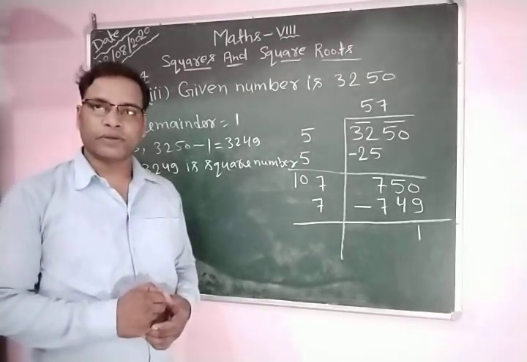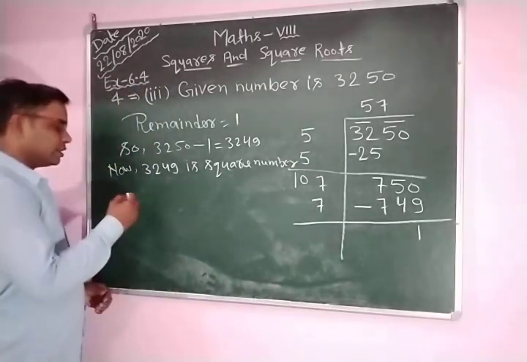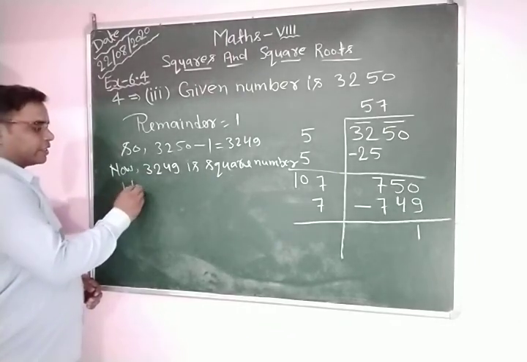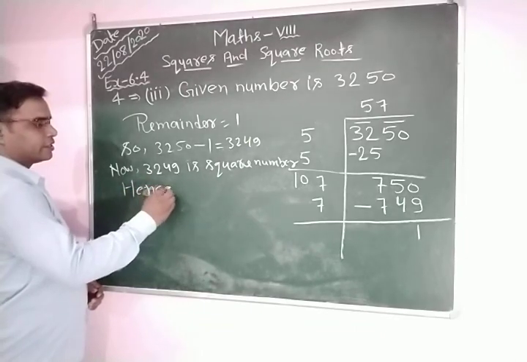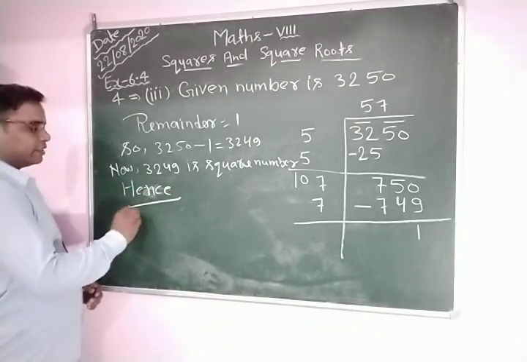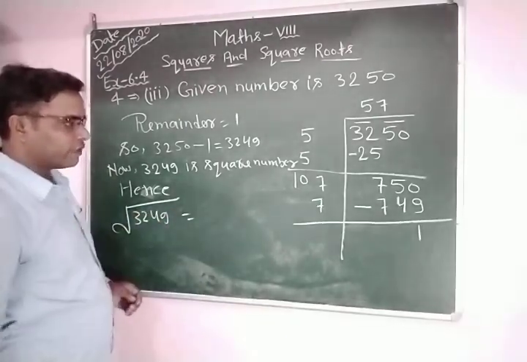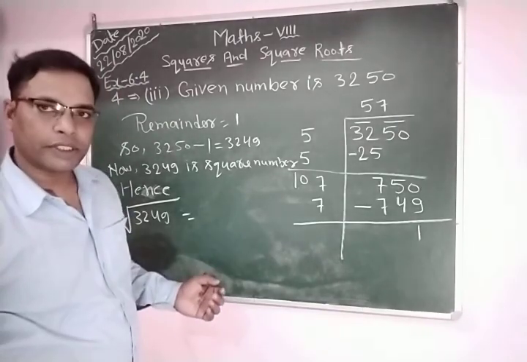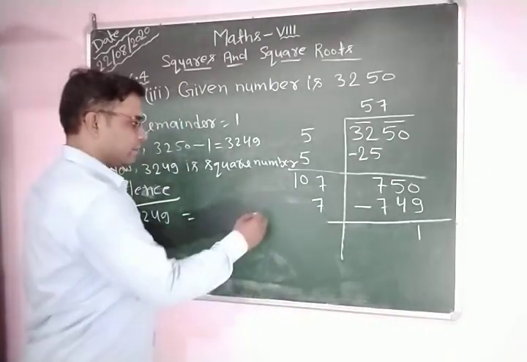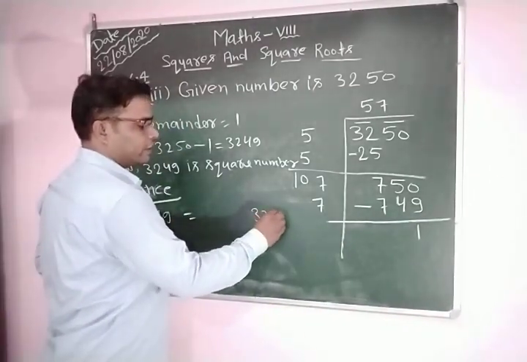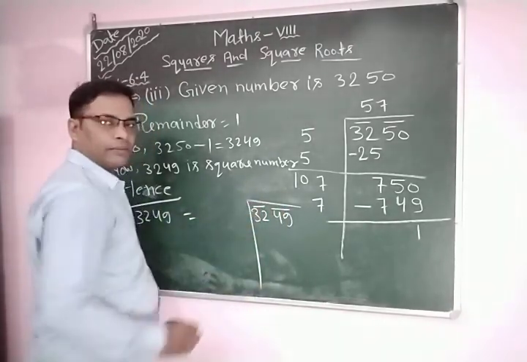3249 is a square number, and now we are going to find the square root of this number. Hence the square root of 3249 is equal to, how can you find the square root of this number? We use the division method. So you can see here we write 3249, and put the bar over both pairs.